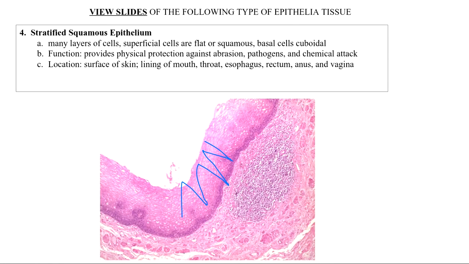So you can see the stratified squamous epithelium pretty well in this picture and see how it would really provide a lot of protection against not only abrasion, but pathogens, chemicals, things like that, because they would have to get all the way through this tissue to get deep inside the body. So that's important from a protective standpoint. So that's stratified squamous epithelium.